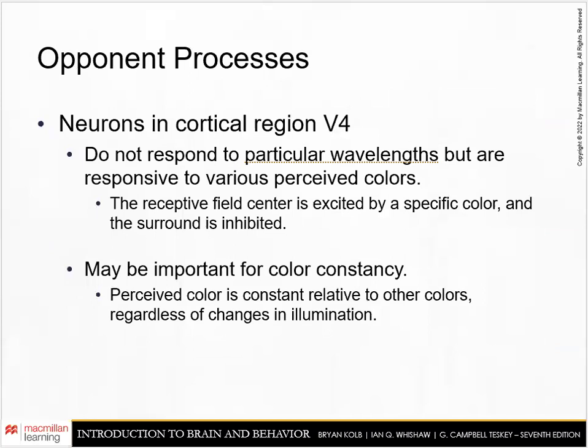These are the neurons they're talking about in the cortical region V4. They do not respond to particular wavelengths, but they're responsive to various perceived colors. The receptive field center is excited by a specific color, and the surround is then inhibited. This may be important for something like color constancy, where perceived color is constant relative to other colors, regardless of changes in illumination.